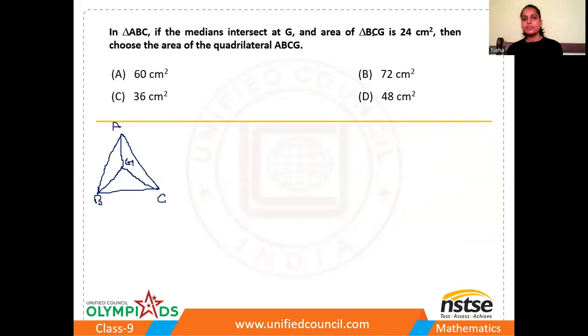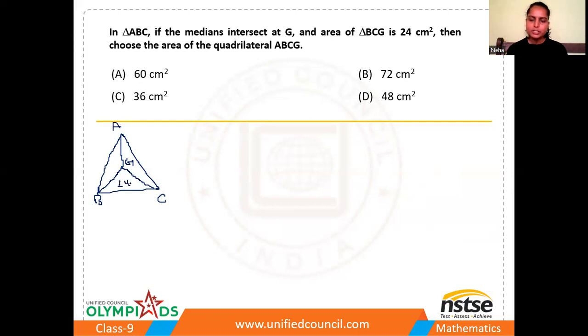And the area of triangle BCG is 24 centimeters square. Then choose the area of quadrilateral ABCG. So this is basically a quadrilateral. Here the area of one triangle is given and we have to find out the area of a quadrilateral. This is given equals to 24.